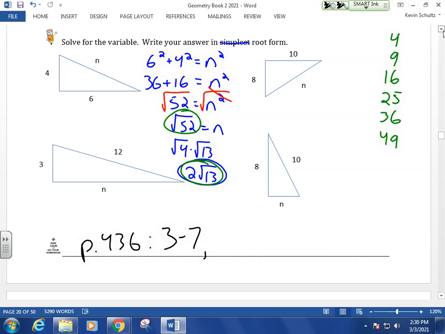14 through 16. 24 through 26. 7, 13 through... What is this? This is your homework. Do you not get homework in other classes? No, we do get homework. That's why we don't want homework in this class. And 29.